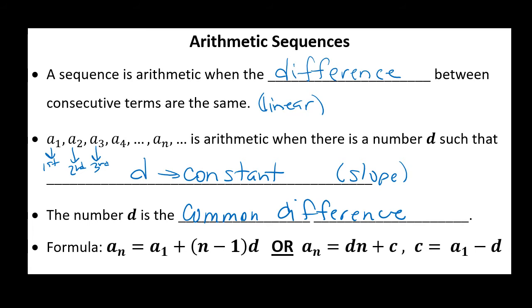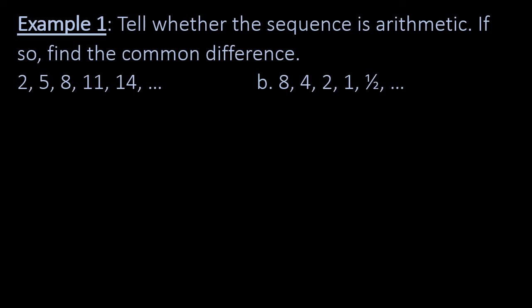And we have two formulas. These formulas actually do the same thing. a sub n, which represents the nth term in your sequence, is a sub 1, the first term, plus n minus 1 times d. Or we can write a sub n equals dn plus c, where c is like a sub 0. In terms of linear, it's like the y-intercept. All right, so let's apply this. Once we get going, I think you'll find that it looks familiar and it's not so bad.